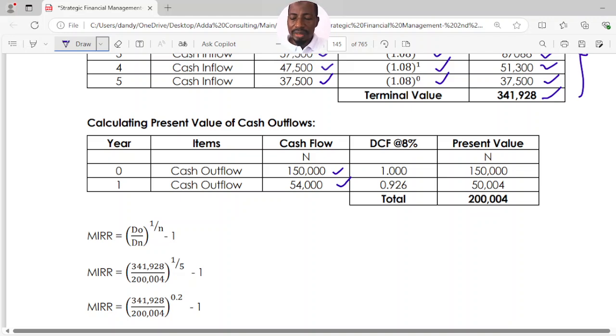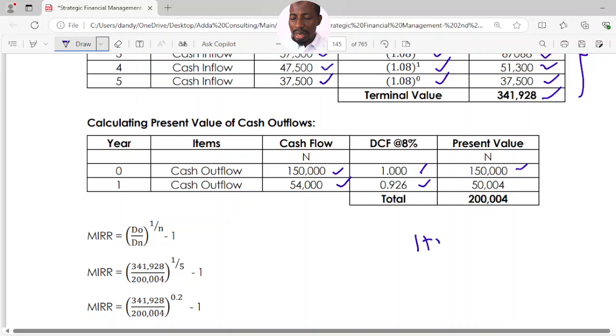Therefore, I would then say, of course, 150,000 in year 0 multiplied by 1 will give us 150,000. Then in year 1, we have a cash outflow of 54,000. So at 8%, the discount factor in year 1 is 0.926. You already know how to calculate the discount factor.